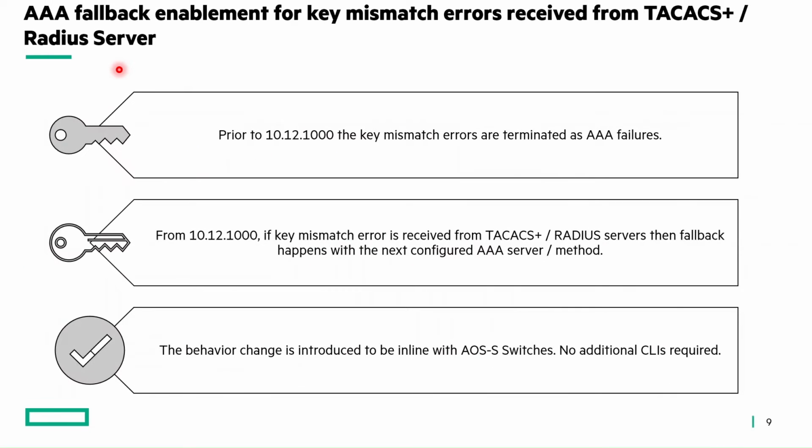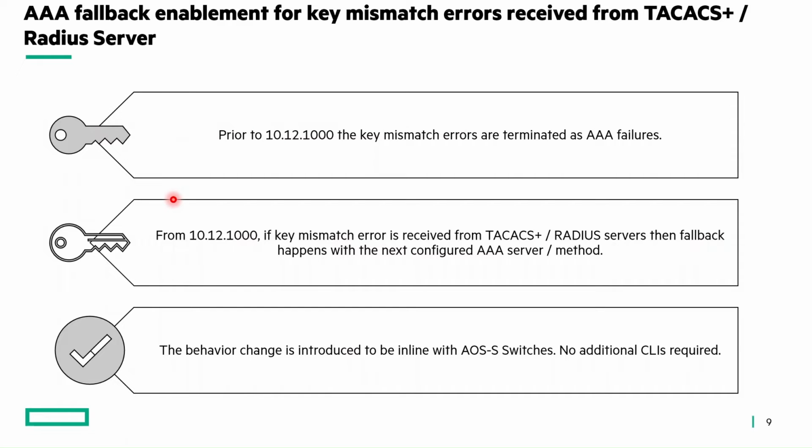The last enhancement is AAA fallback enablement for key mismatch errors received from TACACS Plus and Radius server. So prior to the 10-12,000 release, if we are sending a request to the AAA servers like Radius or TACACS server, and if there is a key mismatch between our configuration and the configuration that exists in the TACACS or Radius server, we terminate the session as a AAA failure.